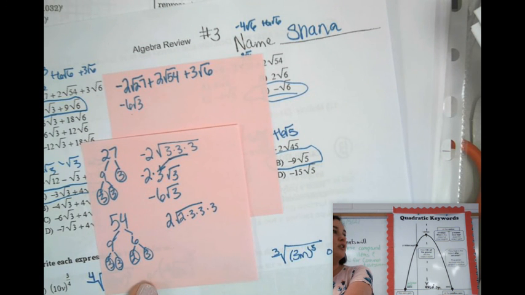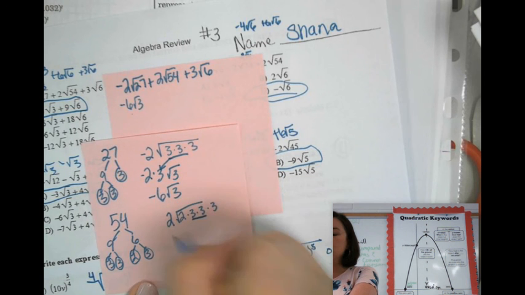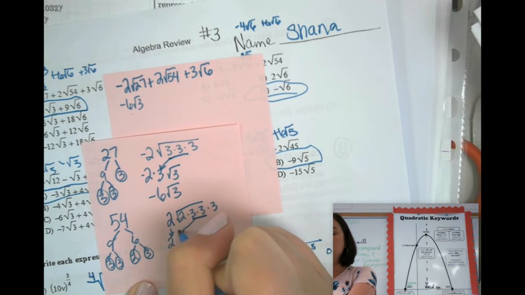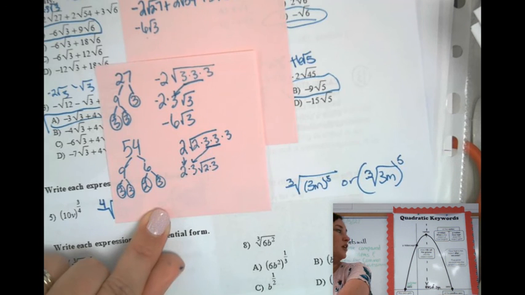Do I have any pairs under the square root? I have a pair of 3s. So that 2 that was already out front has to stay out front. The pair of 3s goes out front as 1. And then I have a 2 and a 3 that are left under there that don't have a pair.